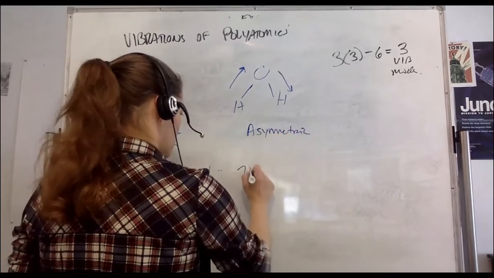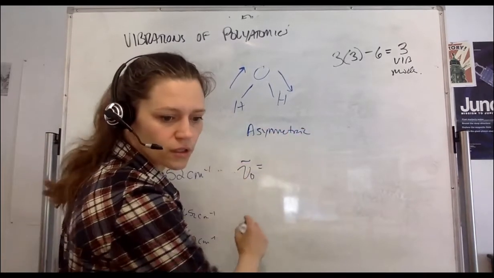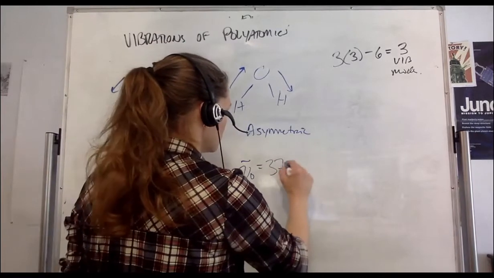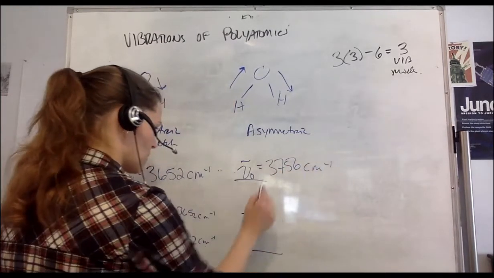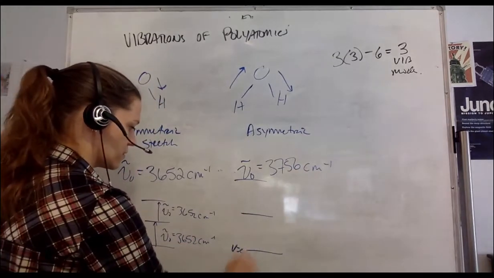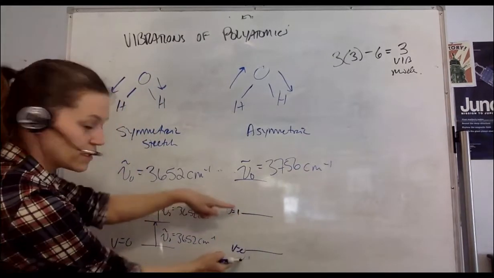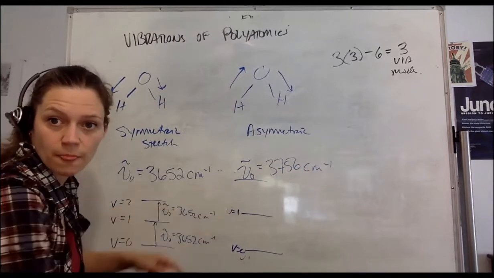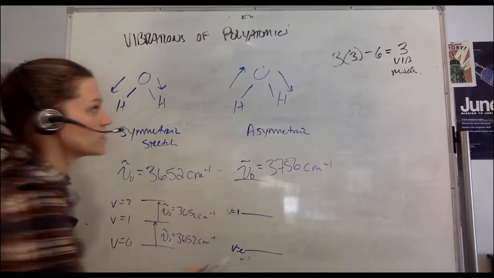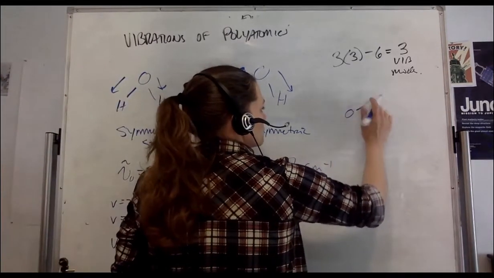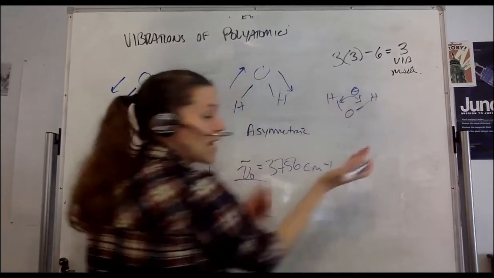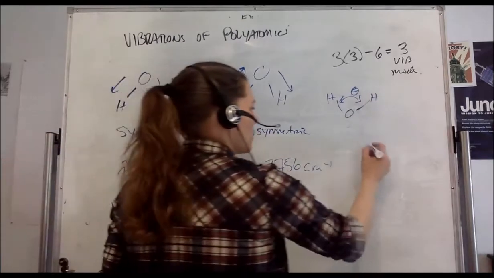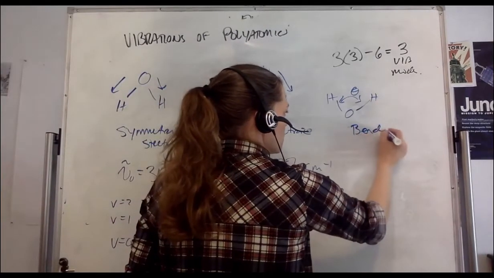And this one equals 3756. And so that spacing is going to be slightly, if this is V equals 0, V equals 1, it's going to be slightly larger than this spacing. Okay. And then likewise the bending, let's do it this way. That angle is going to get smaller, and this is the bending.